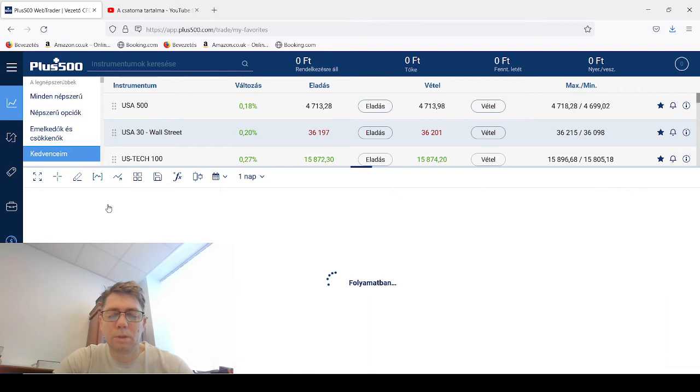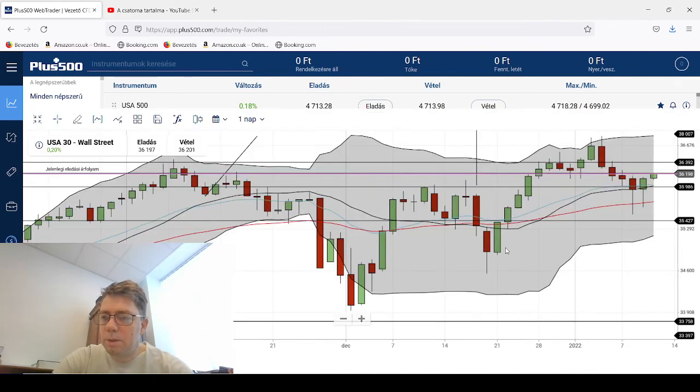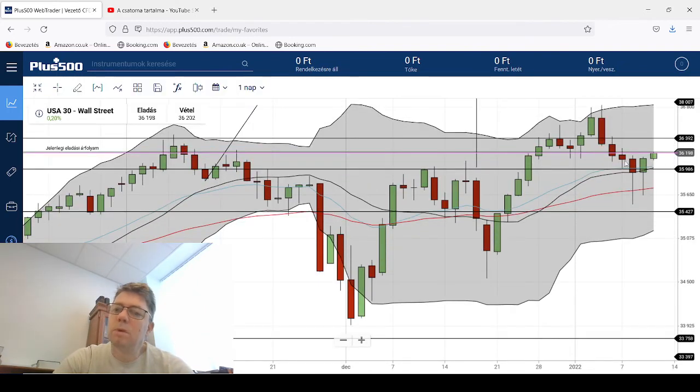Dow Jones. This is Dow Jones. Similar situation. We've got this double top. We could measure that, but I think we are on our way to the previous top. Dow Jones as well.